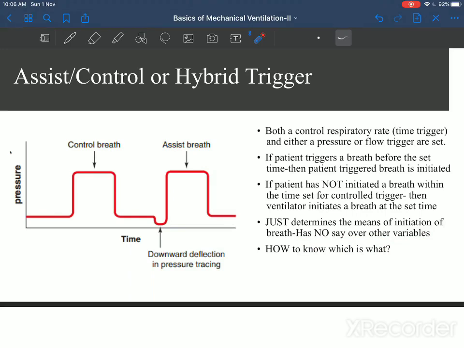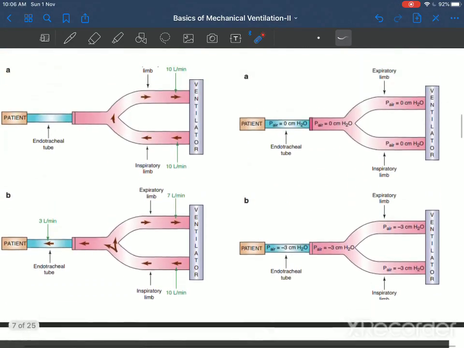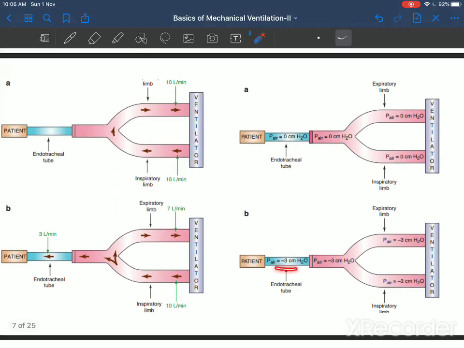How do you know, when you set an assist control mode, which breath is patient triggered and which is ventilator triggered? You look at the waveform, a pressure time or a flow time waveform. Here I have given a pressure and time waveform. A control breath will not have a drop in pressure. Only an assist breath or patient triggered breath will have this negative deflection, because just now we saw there is a drop in pressure when the patient tries to take a breath.